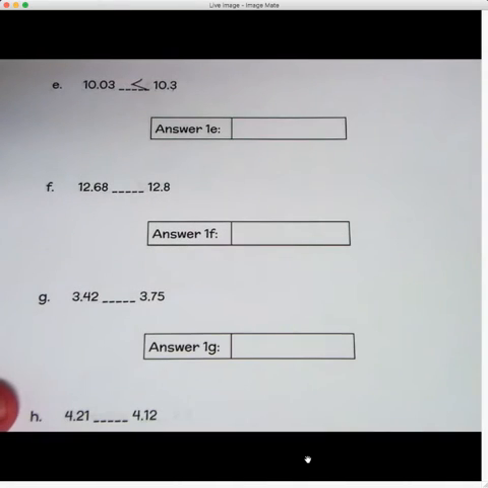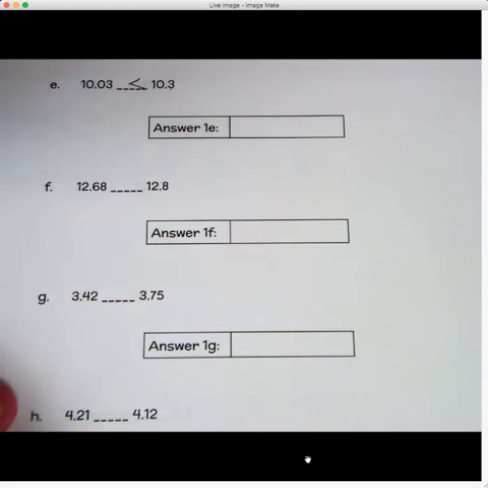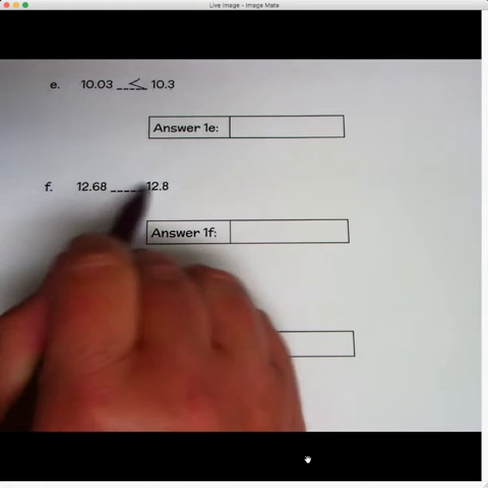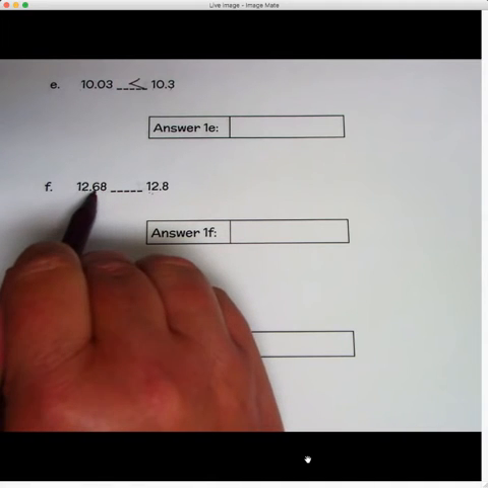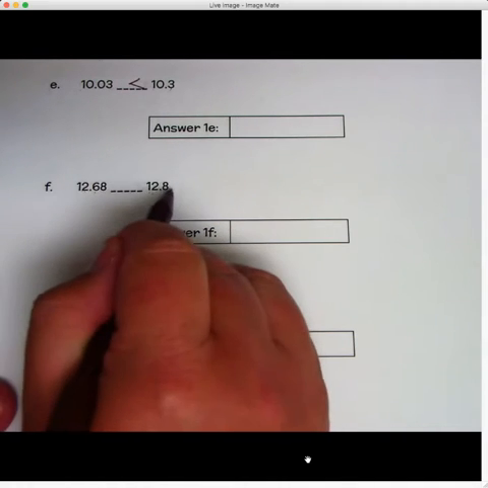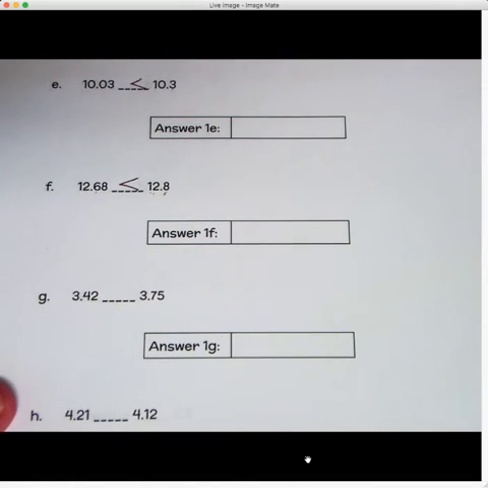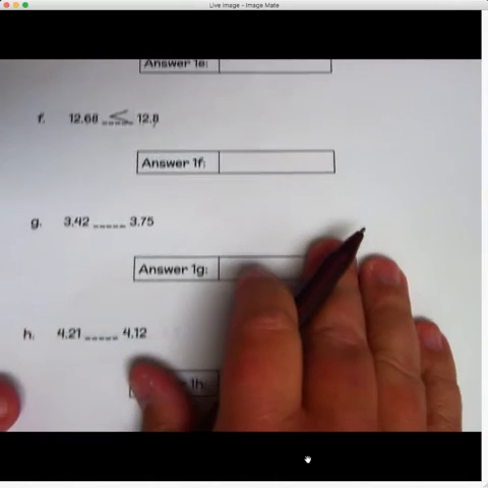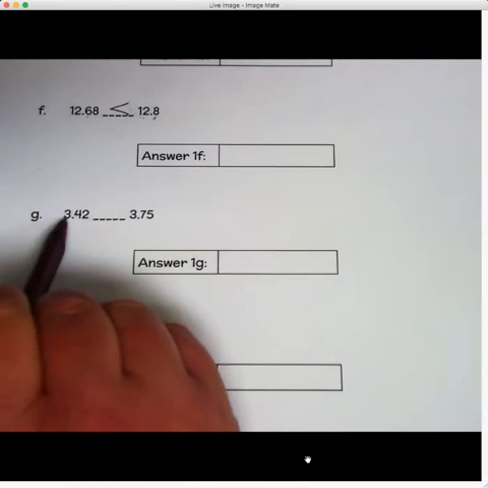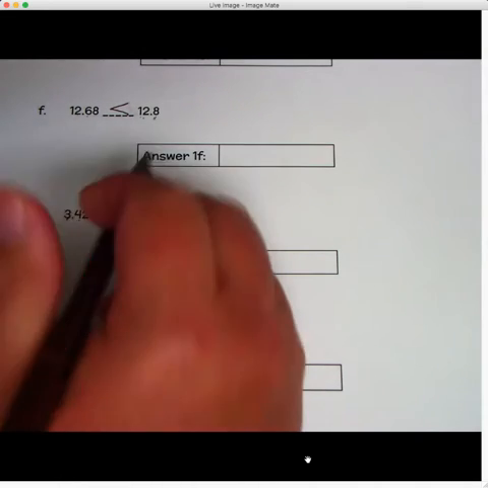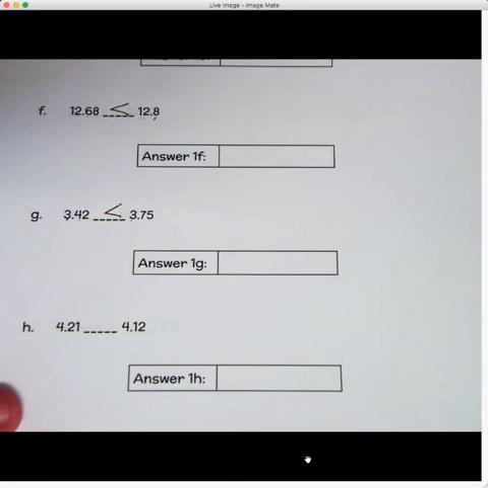12 and 68 hundredths, 12 and 8 tenths. 1 in the tens place, 1 in the tens place. 2 in the ones place, 2 in the ones place. 6 in the tenths place, 8 in the tenths place. 3 and 42 hundredths or 3 and 75 hundredths. That one's easy, isn't it? 3, 3, 4, 7. 7's bigger than a 4.